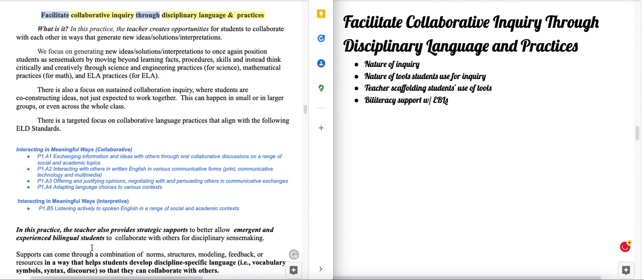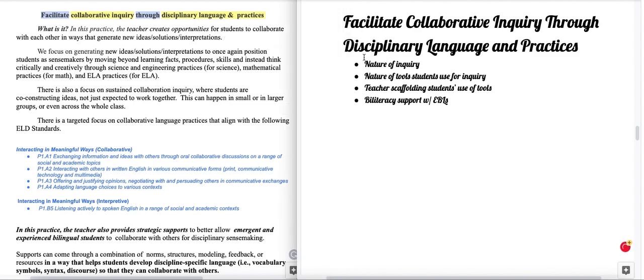So I want to take us through a bit of a close reading and develop some metaphor over here to help us get into that complexity and make sure we're on the same page when we're observing and scoring for this practice. Okay, so to start us off, what is it? In this practice, the teacher creates opportunities for students to collaborate with each other in ways that generate new ideas and/or solutions and/or interpretations. Okay, so this is really the core of this practice.